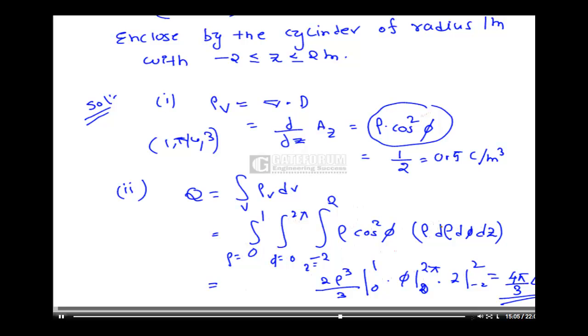Here, integration of rho square is rho cube by 3. Here it is not phi, this is cos square phi integration. So you have to simplify this entire integration. You will get 4 pi by 3 coulombs as the answer. So calculate the integration and verify the answer.